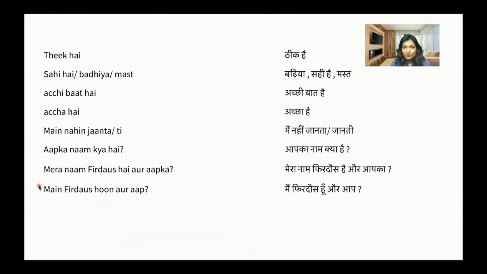Or another way of responding could be, मैं फिरदौस हूँ, I am Firdaus, or aap. So trying to continue the conversation. And you, this time it doesn't mean and yours, because obviously these two words are different. The word in the previous sentence is aapka, means your. So or aapka and yours. And here or aap and you. I am Firdaus and you.